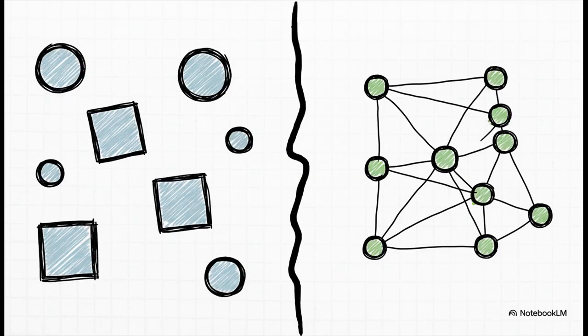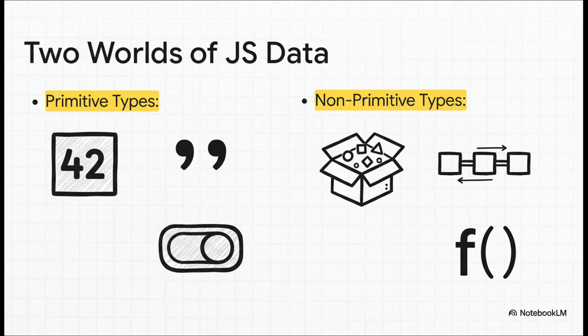You see, the answer to our little puzzle is all about how JavaScript organizes its data. It's not just one big pile of stuff. Think of it more like two completely different worlds, and they each play by their own set of rules. So on one side, you've got your primitive types. These are the basic building blocks, your everyday workhorses. Numbers, strings, booleans, that kind of thing.